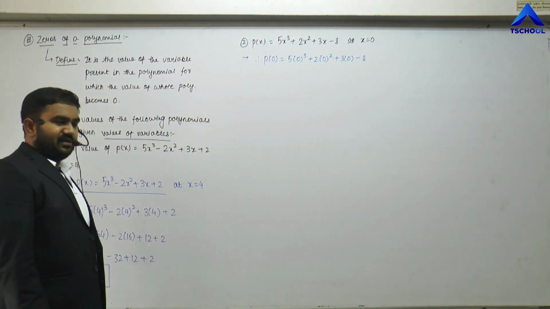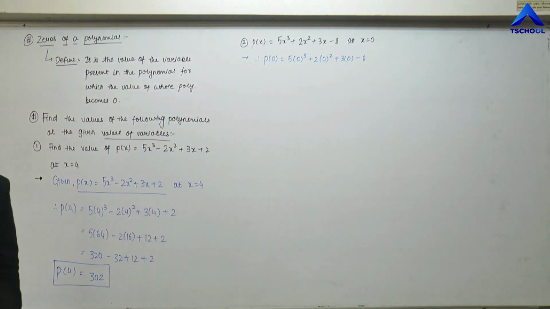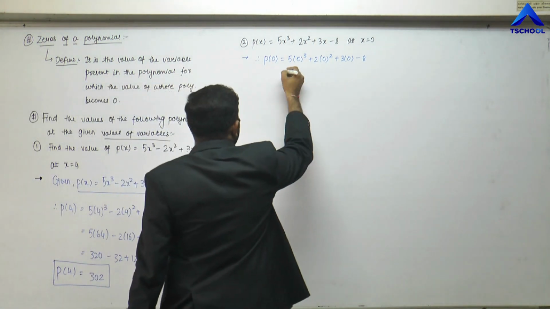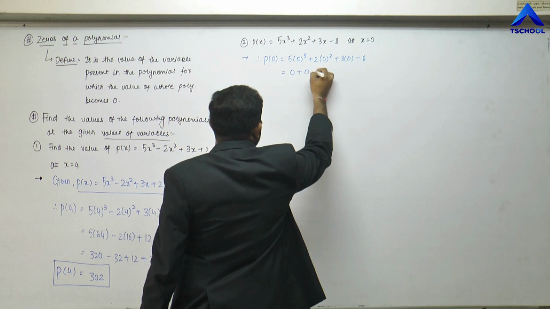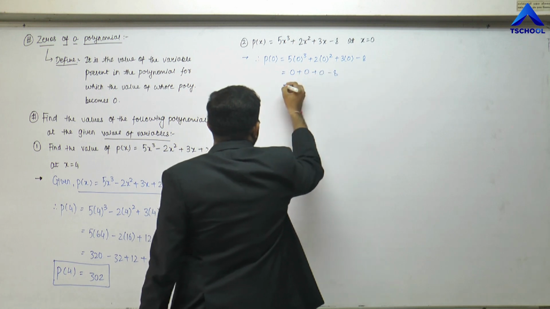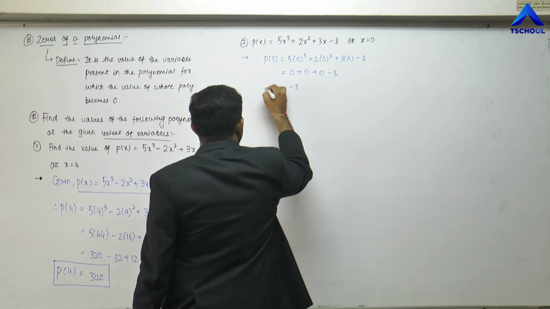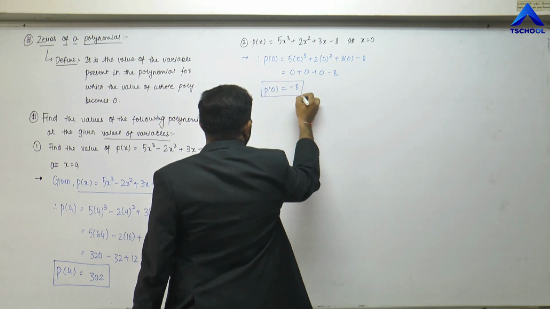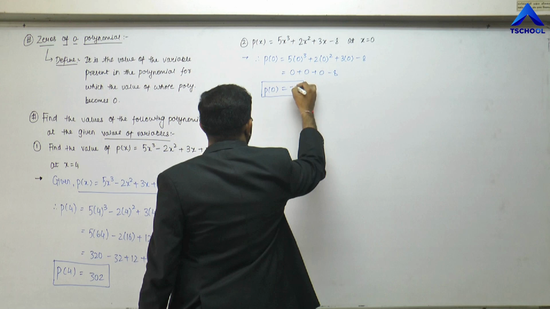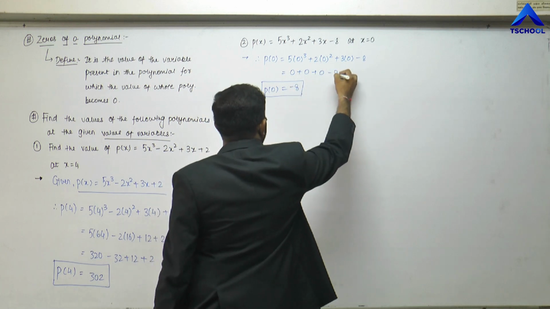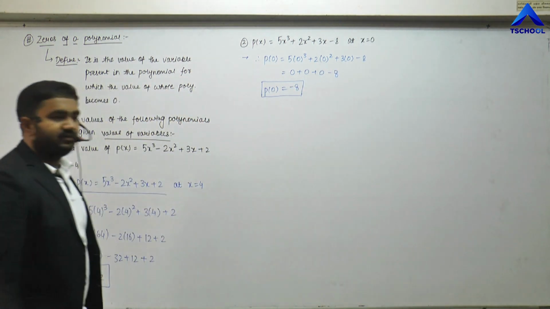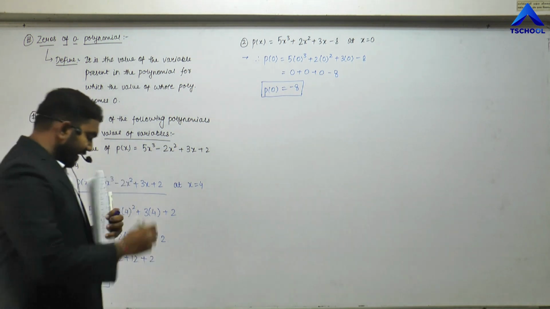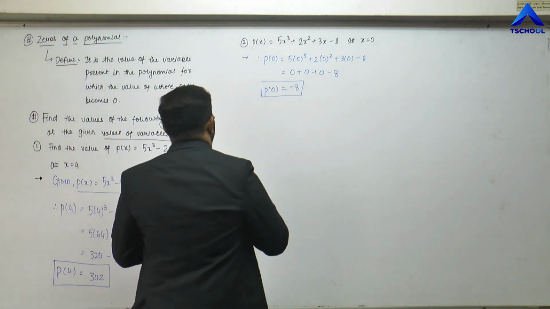0 cube is 0, because 0 into 0 into 0 becomes 0, and 0 cube into 5 is again 0. So that is 0 plus 0 plus 0 minus 8, which is equal to minus 8. Hence p of 0 is equal to minus 8. Okay, friends, that is how you can find the value of the given polynomial at x equals 0. Let me solve one more.